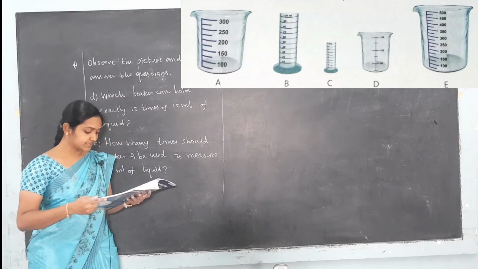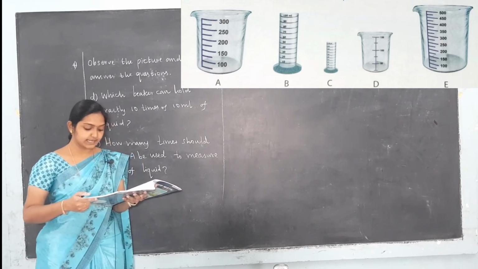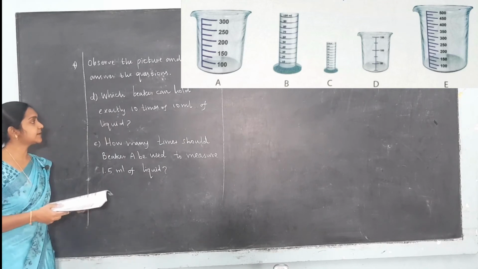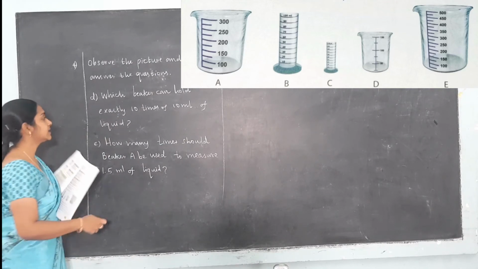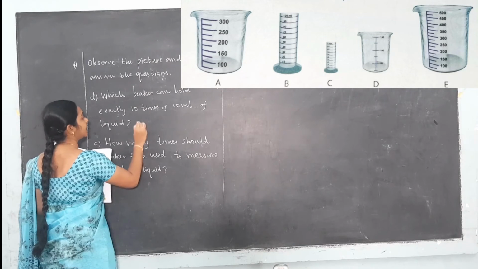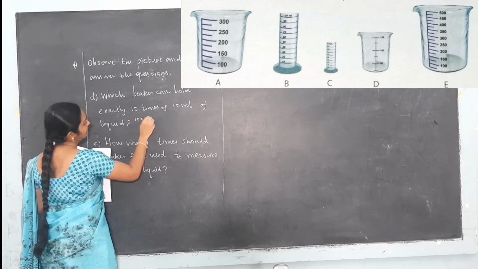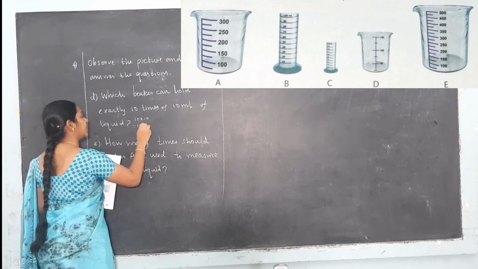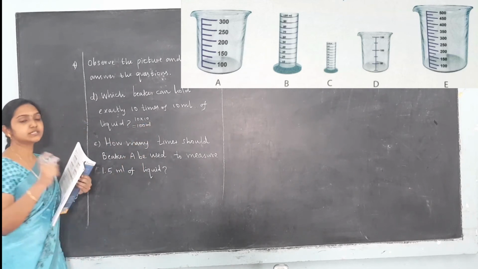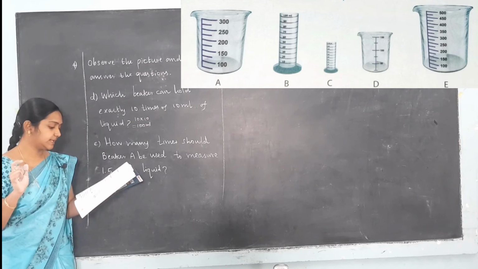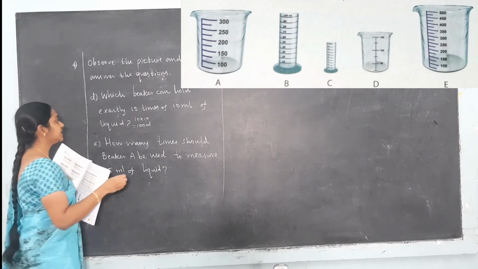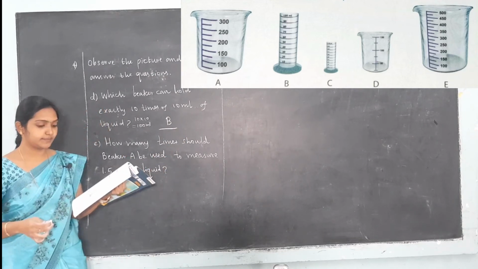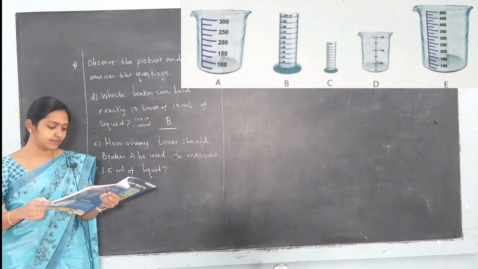The next question is, which beaker can hold exactly 10 times of 10 ml of liquid? 10 times of 10 ml of liquid means we have to multiply 10 and 10. 10 into 10 is 100. So, then we have to find which beaker measures 100 ml. It is beaker B. Beaker B measures 100 ml. So, the answer is B.